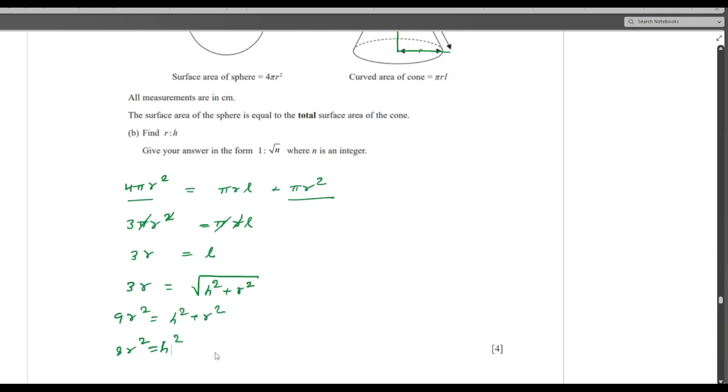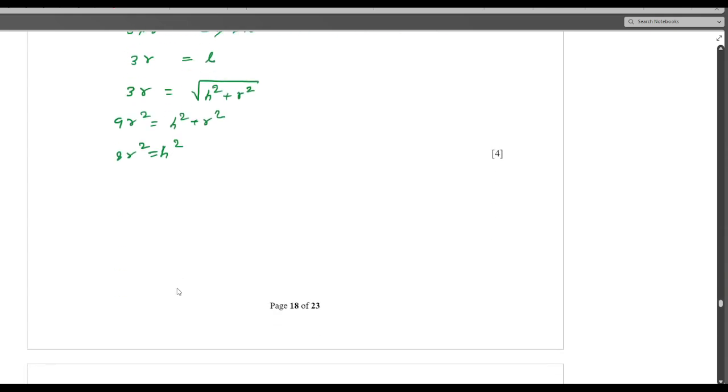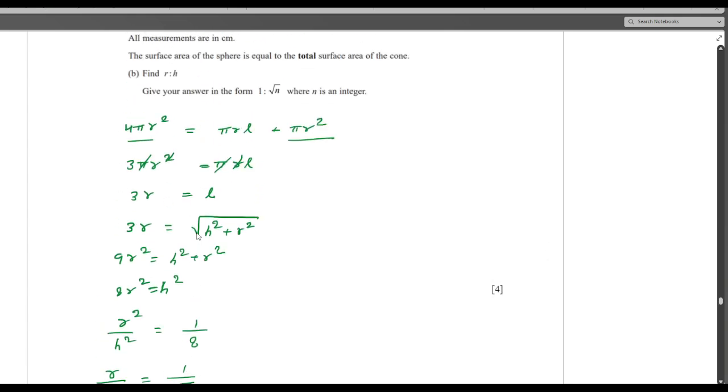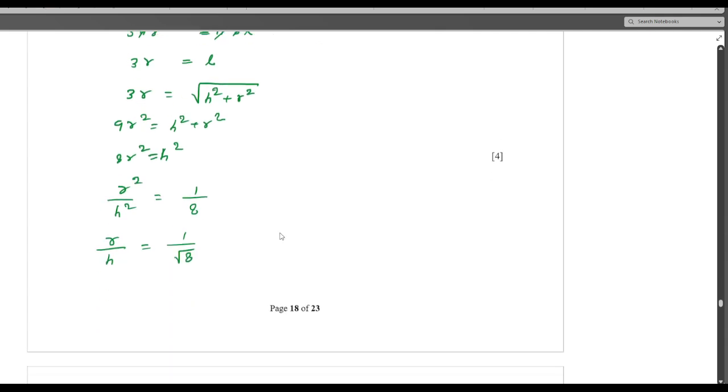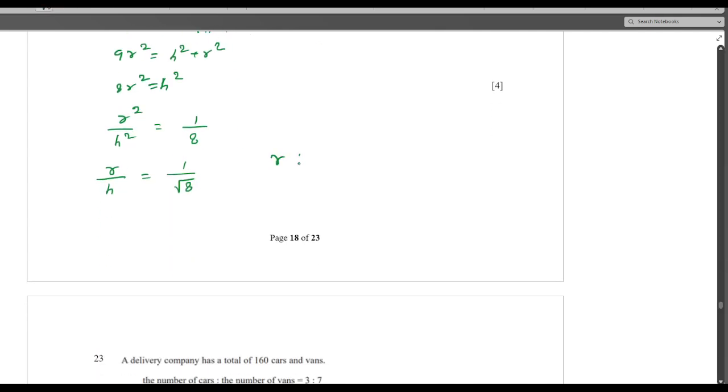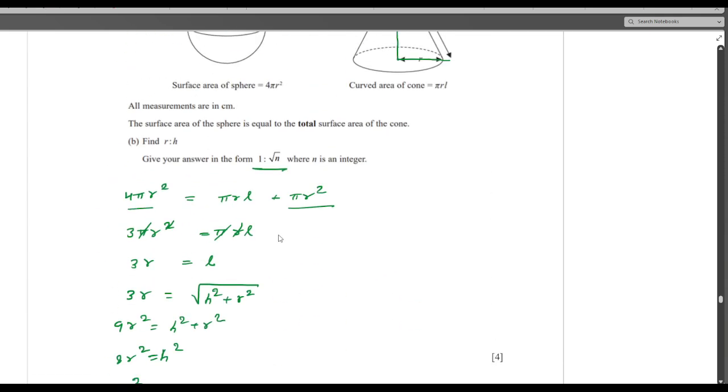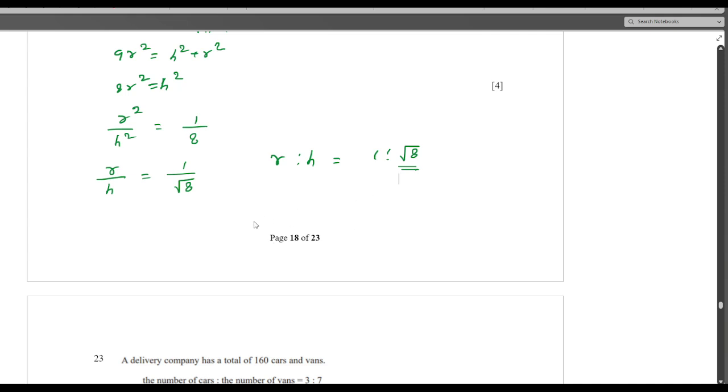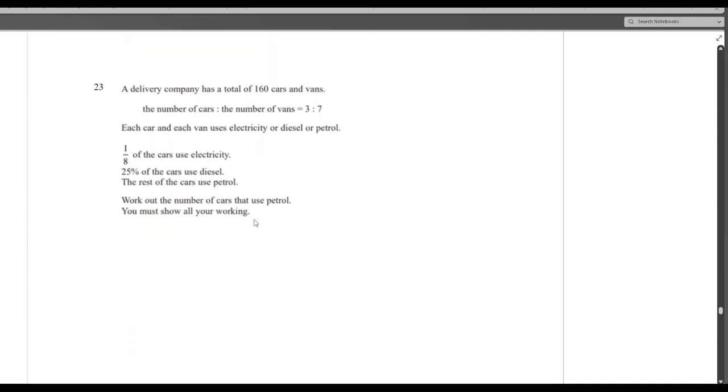Now what I need to find out is r ratio h. So r square divided by h square will be equal to 1 divided by 8, and therefore r upon h will be equal to 1 divided by root 8. Now here they said that your answer should be in 1 ratio root n form. So here I will say that r ratio h is 1 ratio root 8. I will not simplify this root 8 because you see here it is only root n. There is nothing outside the square root sign. So here my result will be 1 ratio root 8. Now question number 23.